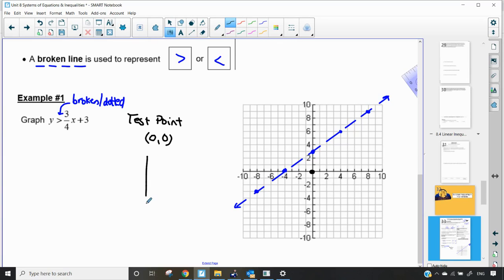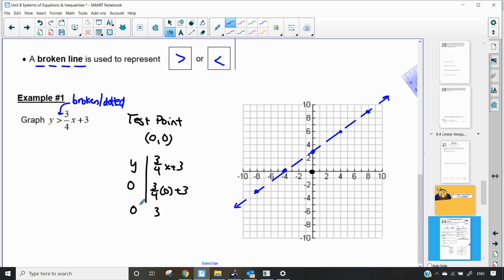And I'm going to sub that into my inequality. So I have y, then I have 3 over 4x plus 3. So subbing in my values, I have 0 equals 3/4 times 0 plus 3. Well, 3/4 times 0 is 0. 0 plus 3 is 3. So I have 0 and 3.